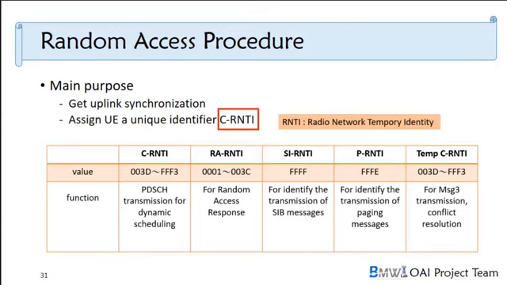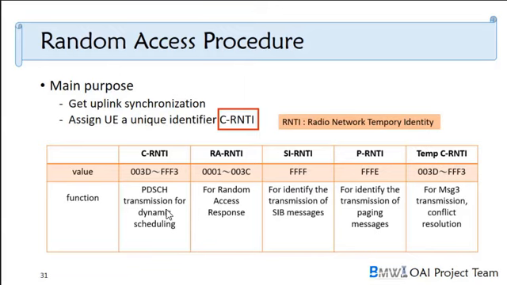You can see the RNTI is inside the signal information between the UE and the eNodeB, and it is used as an identifier of the UE. So you can see there are a lot of RNTIs. For example, there are the C-RNTI, RA-RNTI, SI-RNTI, P-RNTI, and temp C-RNTI.